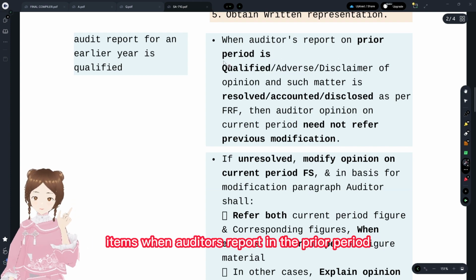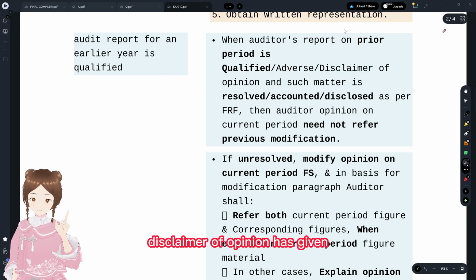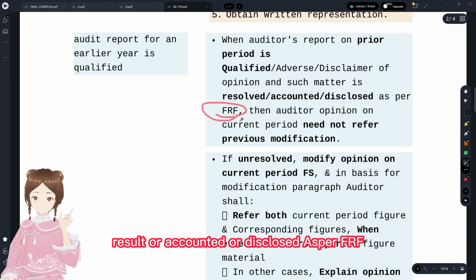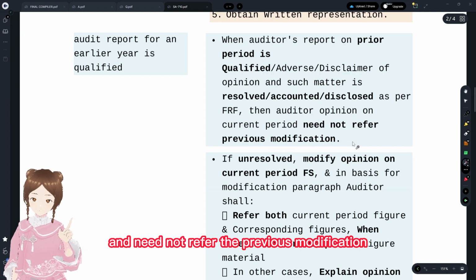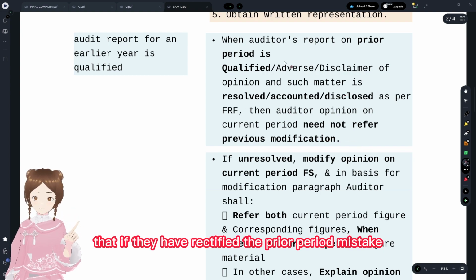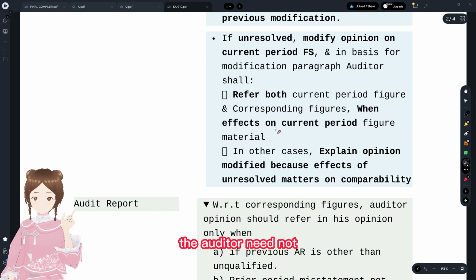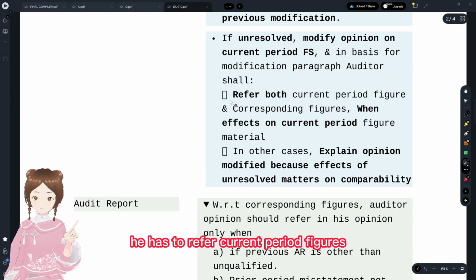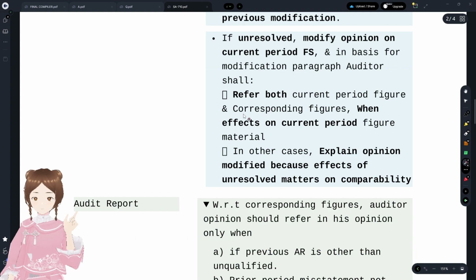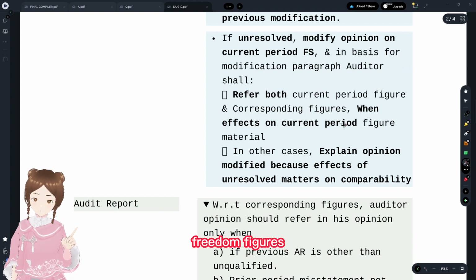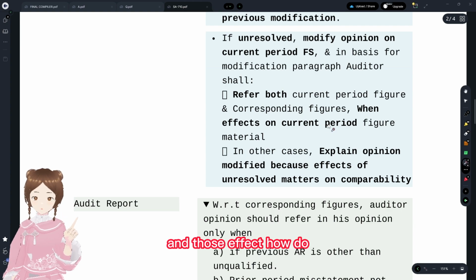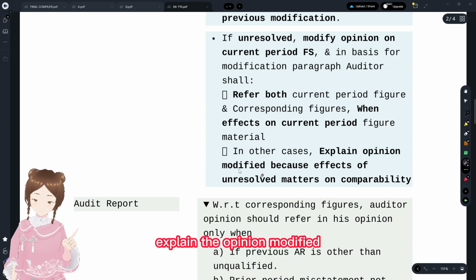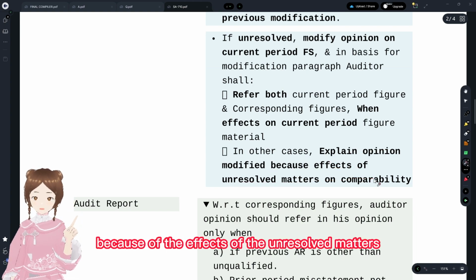When the auditor's report in the prior period is qualified or adverse, or a disclaimer of opinion has been given, you have to check whether that item was resolved or accounted or disclosed as per the financial reporting framework, and need not refer to the previous modification if they have resolved or accounted or disclosed that. If they have rectified the prior period mistake, the auditor need not refer to the previous modification. If unresolved, then what he has to do? He has to refer to current period figures and corresponding figures. Corresponding figures are prior period figures, and he has to consider how they affect the financial statements of the current period, and in any other case, explain the opinion modified because of the effects of the unresolved matters.